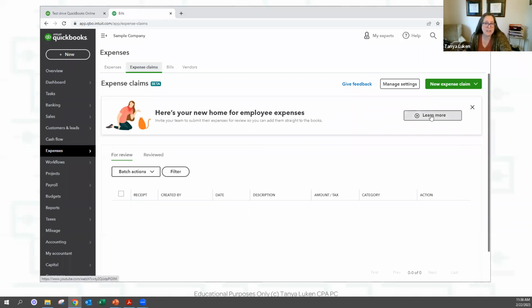And it will tell you everything you need to know about how to set it up if you had expenses for your employees. But then again, it would come in a review status, you would approve it, and then it would go to the reviewed. And then I suspect it'll show up on the pay bills window. Okay.